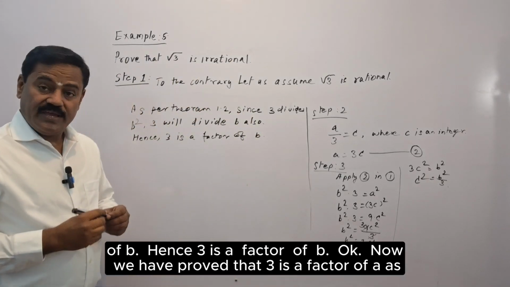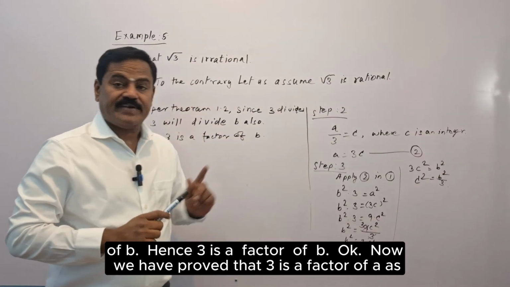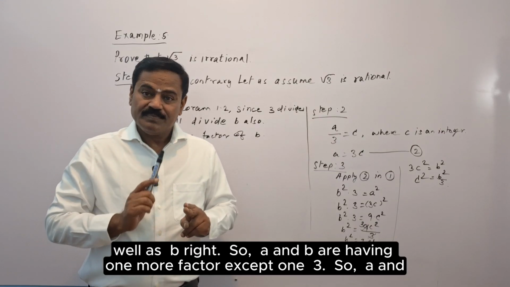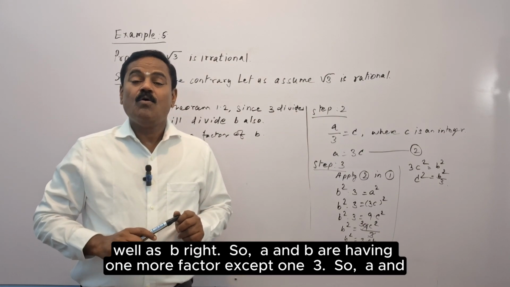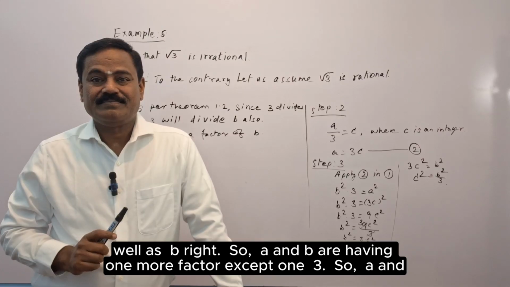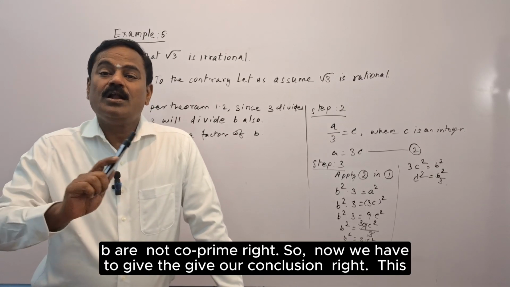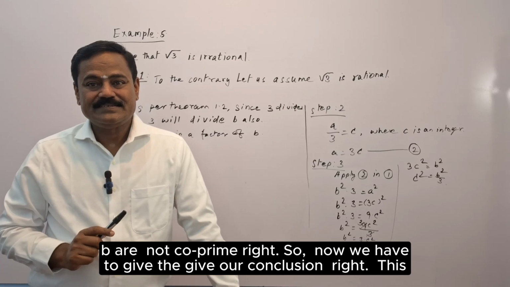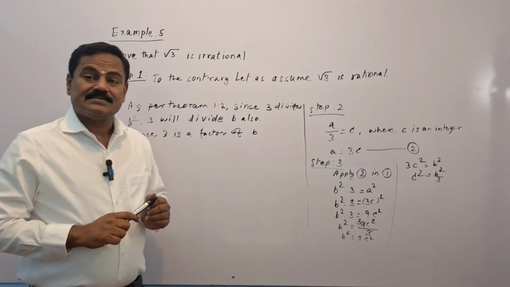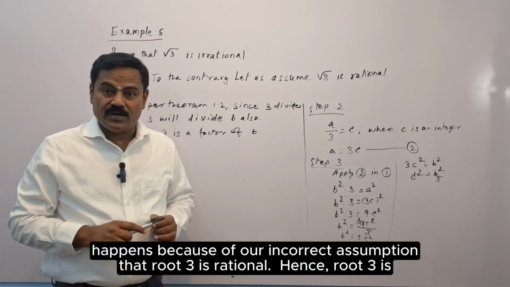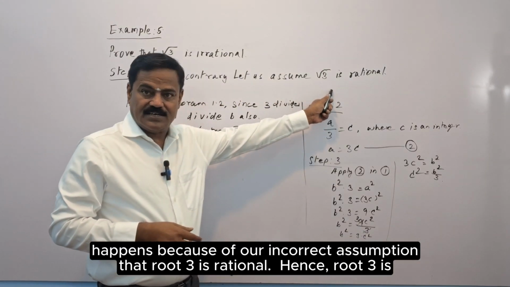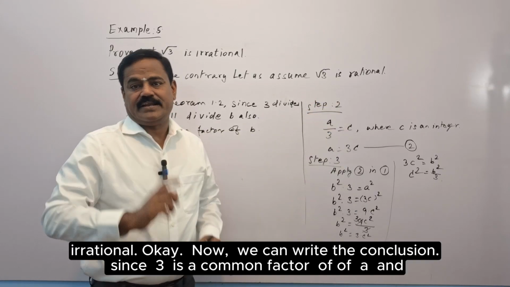Now we have proved that 3 is a factor of a as well as b. So a and b have one more factor except 1, namely 3. So a and b are not co-prime. Now we have to give our conclusion. This happens because of our incorrect assumption that root 3 is rational. Hence root 3 is irrational.